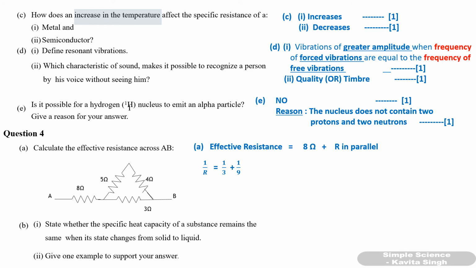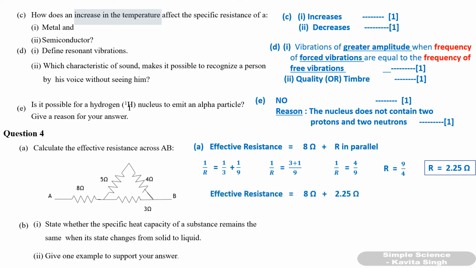1 by R is equal to 1 by 3 plus 1 by 5 plus 4, that is 1 by 9. Okay, so you will get 1 by R is equal to 3 plus 1 divided by 9. So that means 1 by R is equal to 4 by 9. That is nothing but resistance R is equal to 9 by 4. 1 by R is 4 by 9, so R is 9 by 4. So parallel resistance R is equal to 2.25. Okay, this is the parallel combination.